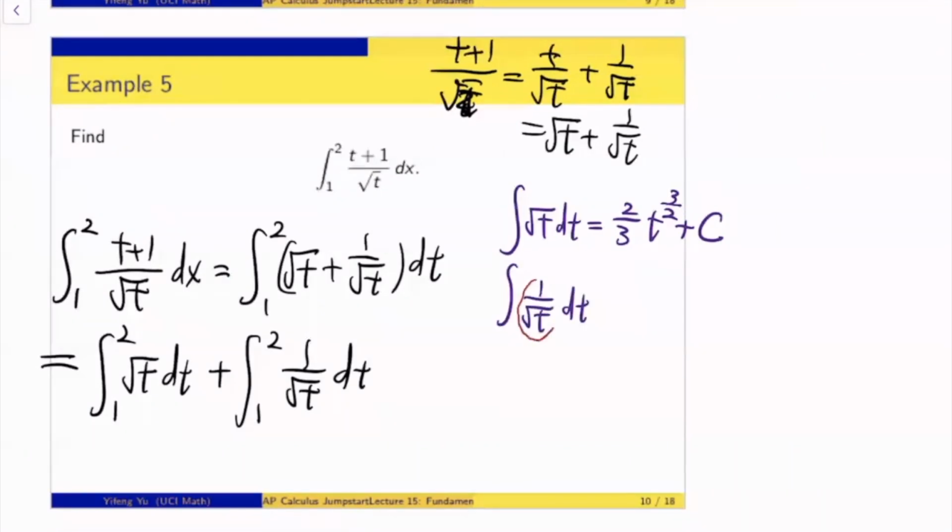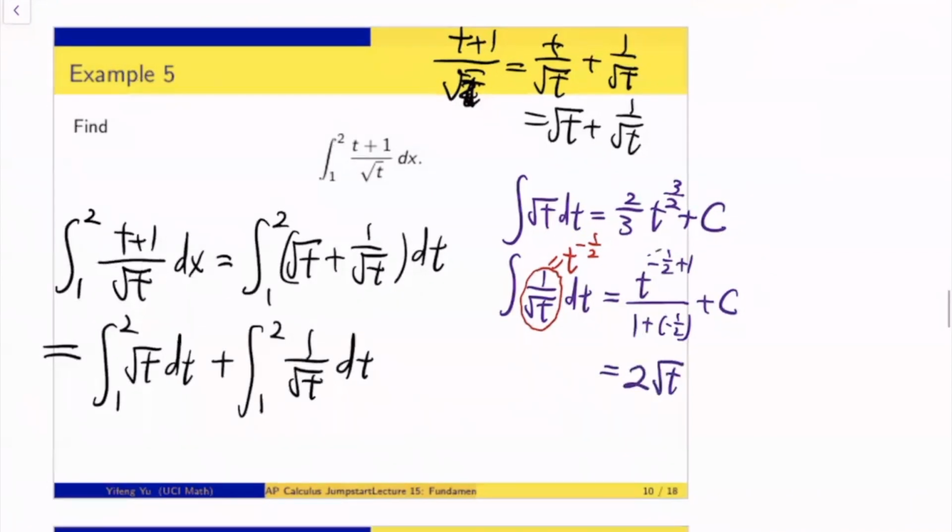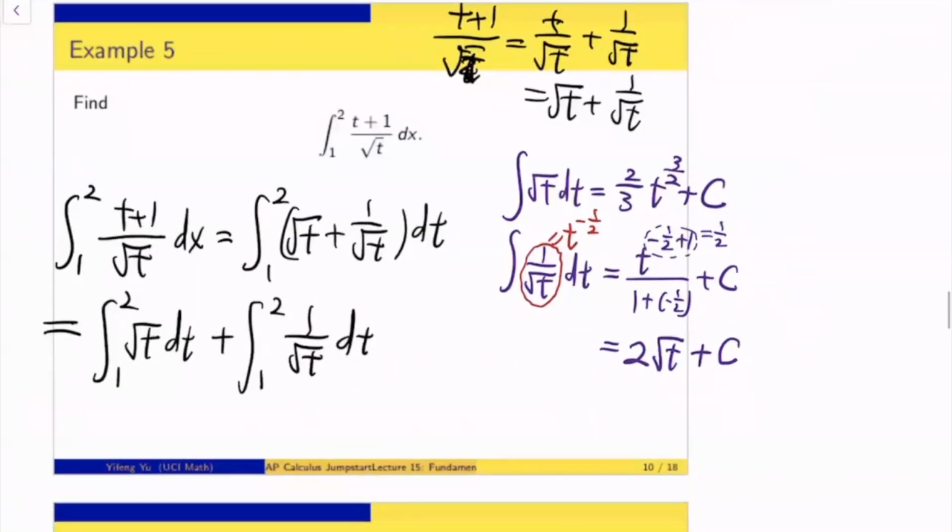Let's write this as a power. So this is t to the negative 1/2. If we apply the formula, we get t to the negative 1/2 plus 1 over 1 plus negative 1/2, plus constant c. And then what you get is just twice the square root of t, plus the constant c. So this will be the F(x) for square root of t, and this will be the F(x) for 1 over square root of t.